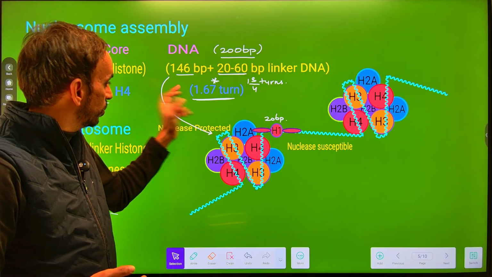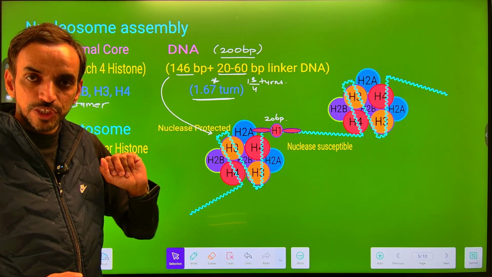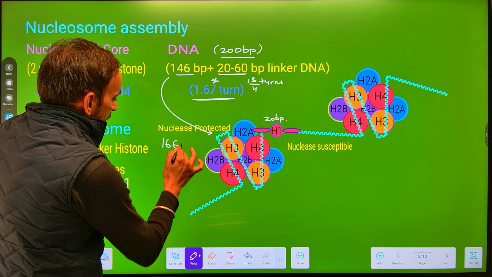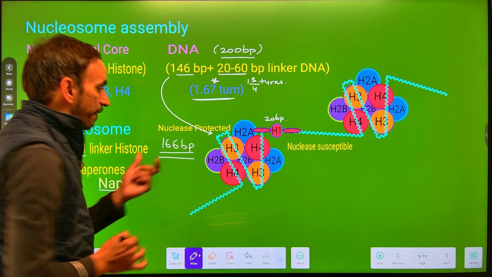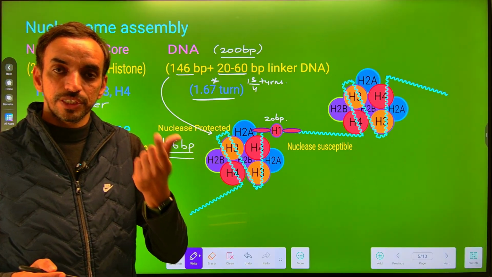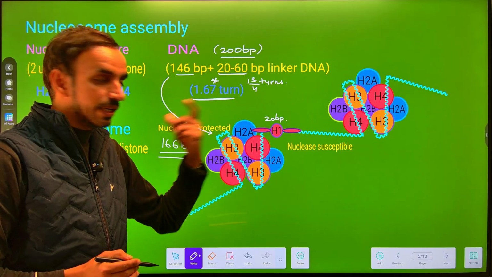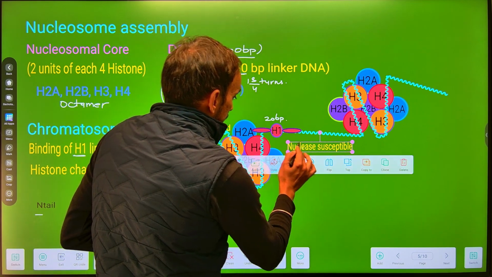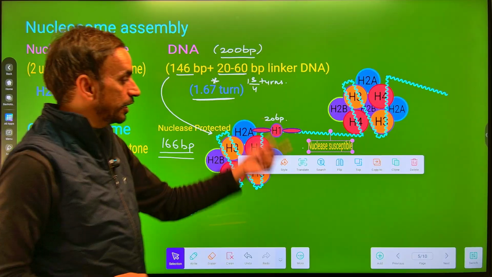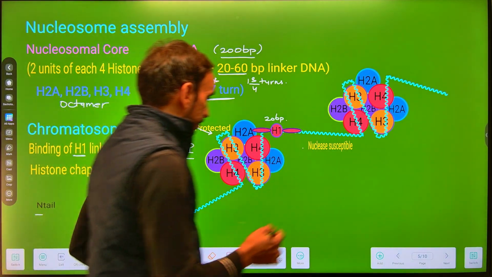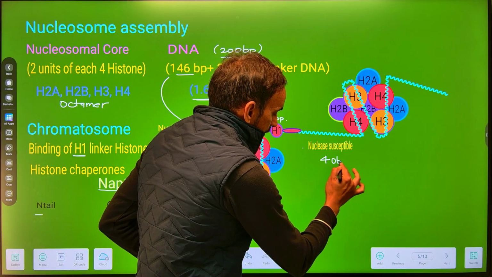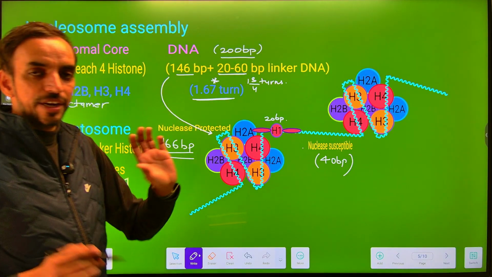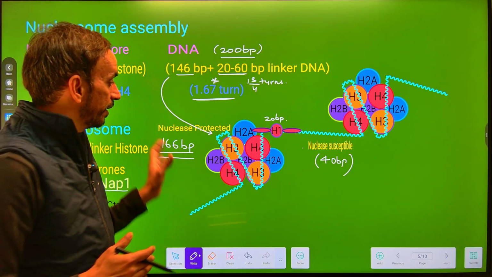Before it was 146, but after binding of H1 linker histone, the protected DNA size becomes 166 base pair. So we have 166 base pair of DNA which is nuclease protected after the binding of H1 linker histone, and the nuclease susceptible DNA, which was 60 base pair before the binding of H1, will now become 40 base pair. So there is a concept of nuclease susceptible and nuclease protected DNA.